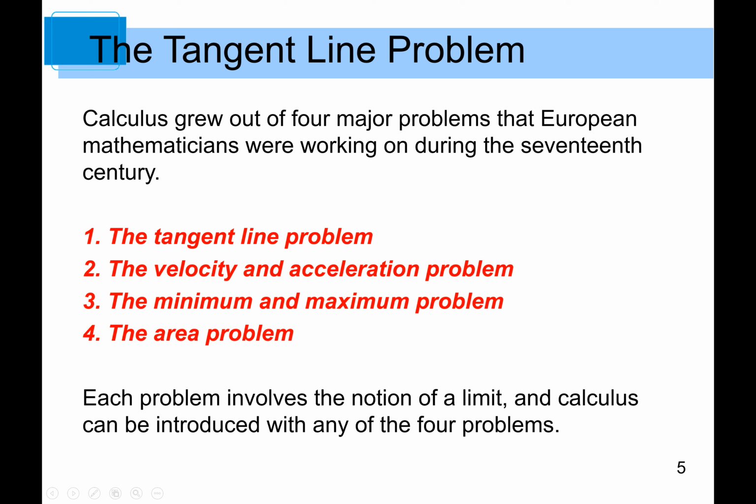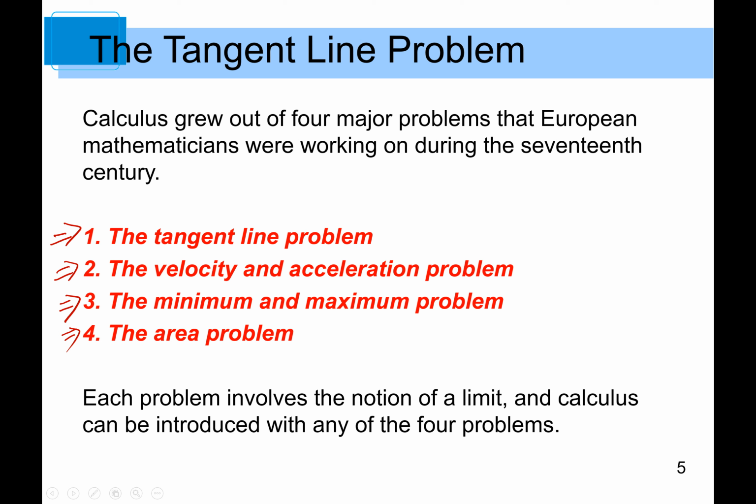And in calculus, we have four major problems that mathematicians were working on during the 17th century. First one is the tangent line problem. Second one is the velocity and acceleration problem. The third one is the minimum and maximum problem. And the last one is the area problem. I'm going to get to each one of them in the later sections.